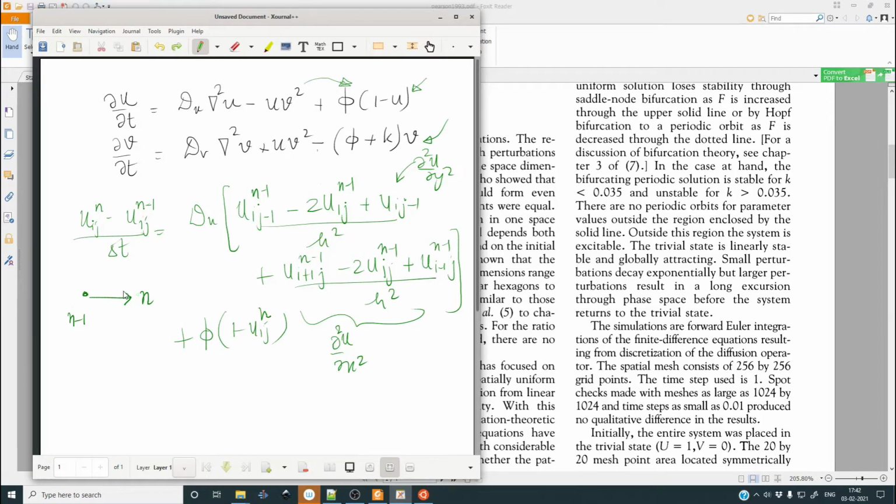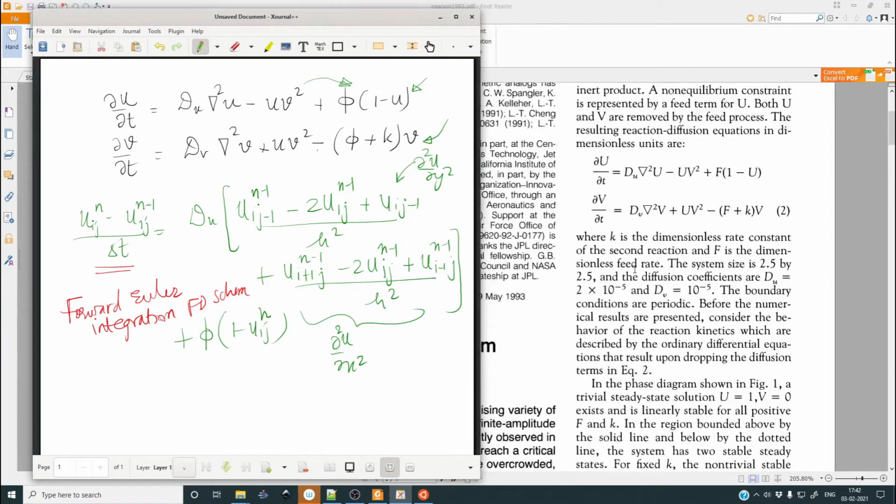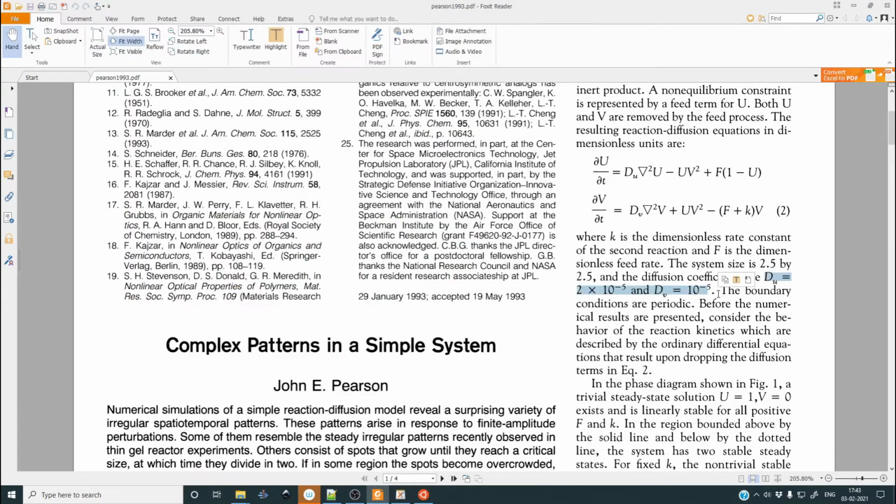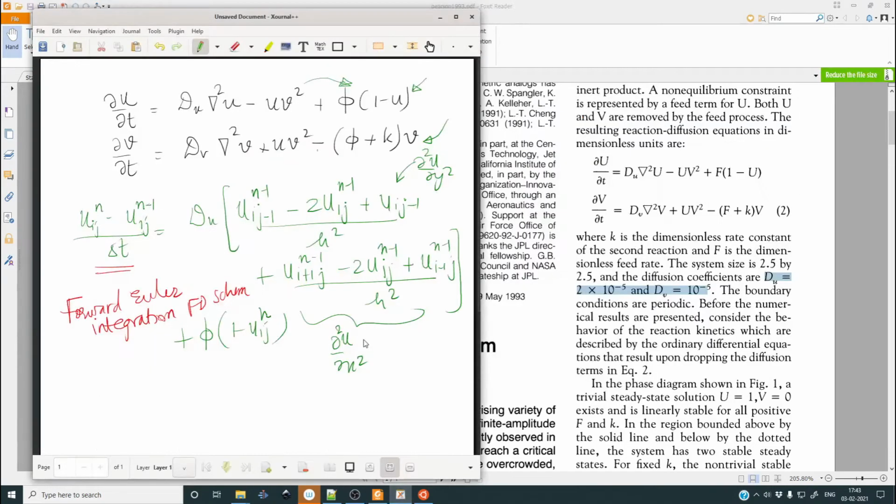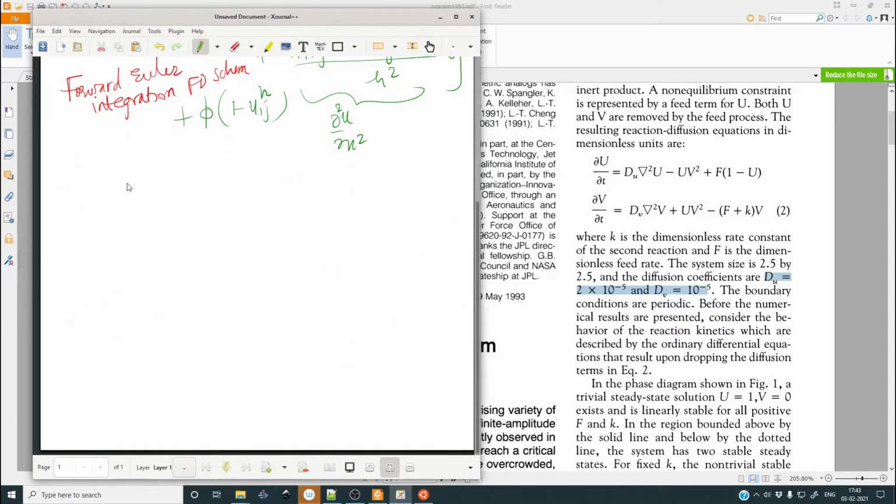Okay, so in similar fashion, we can write the governing equation for V as well. Everything is going to look the same, and therefore you have what is called the forward Euler integration FD scheme, as was done over here. And the delta t, you can choose it to be 1 when the diffusion coefficients are appropriately chosen, as mentioned in the paper over here. Okay, so that can act as a nice exercise for you to do.